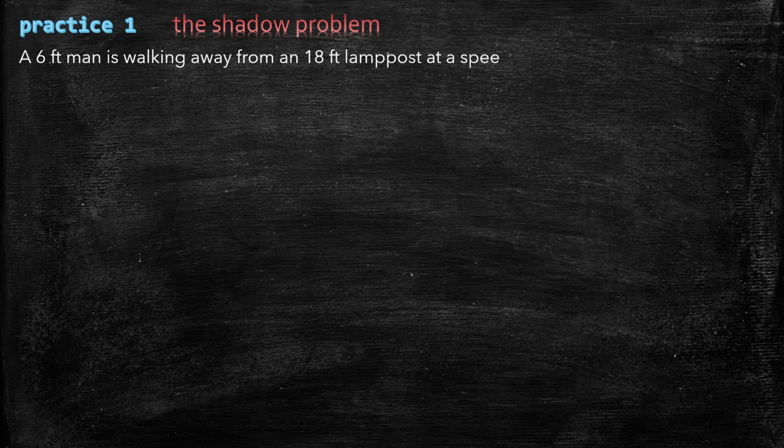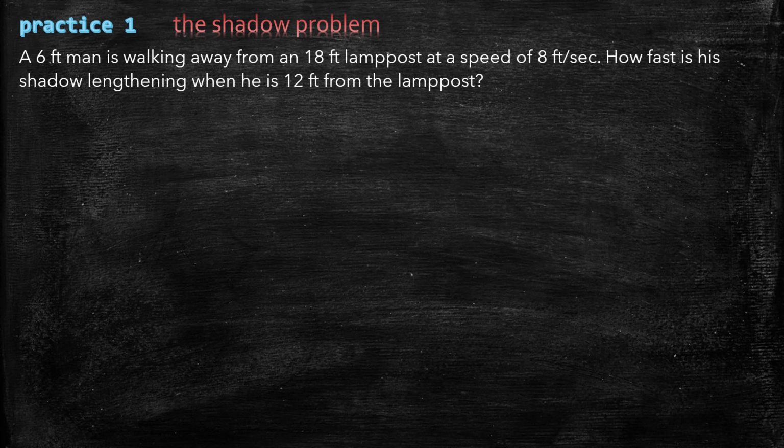For our first practice problem, we're going to do a classic called the shadow problem. I don't think I've ever come across a calculus textbook that doesn't have one of these problems. So here goes. A 6-foot man is walking away from an 18-foot lamppost at a speed of 8 feet per second. How fast is his shadow lengthening when he is 12 feet from the lamppost? So let's look at a diagram and the variables that we assign.